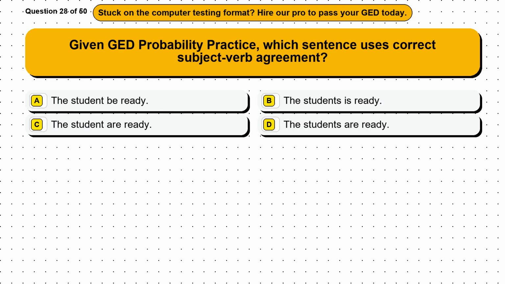Question 28. Given GED probability practice, which sentence uses correct subject-verb agreement? Option A. The student be ready. Option B. The students is ready. Option C. The student are ready. Option D. The students are ready.